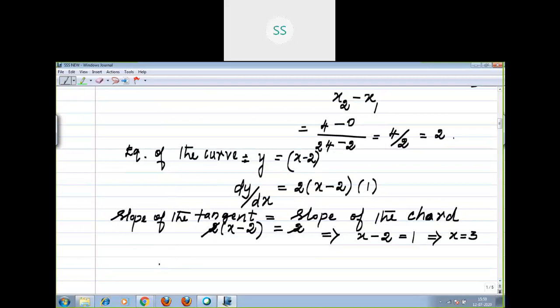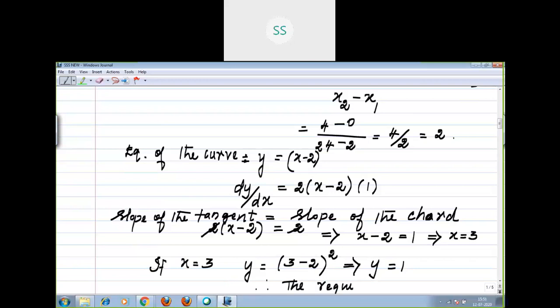X should be replaced by 3. If x is equal to 3, y is equal to (3 minus 2) the whole square, which implies y is equal to 1. Therefore, the required point is (3, 1). Right?